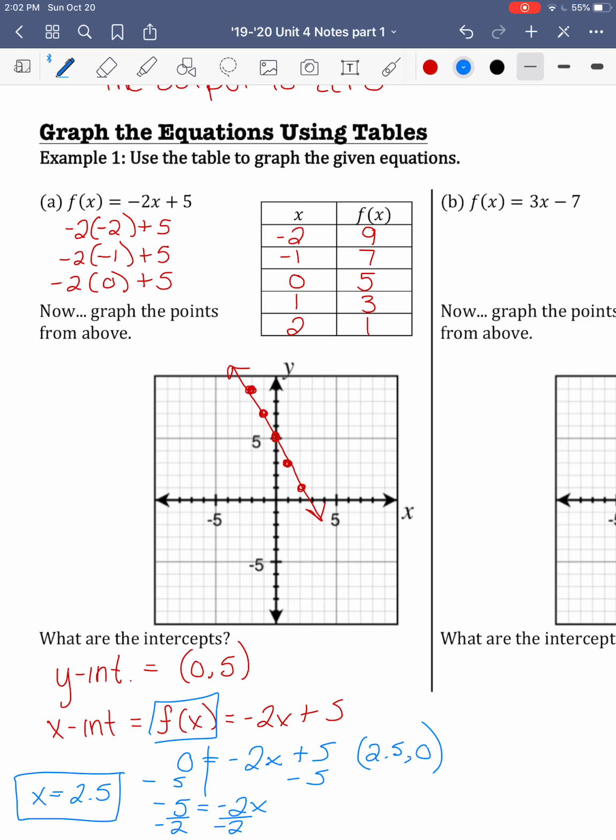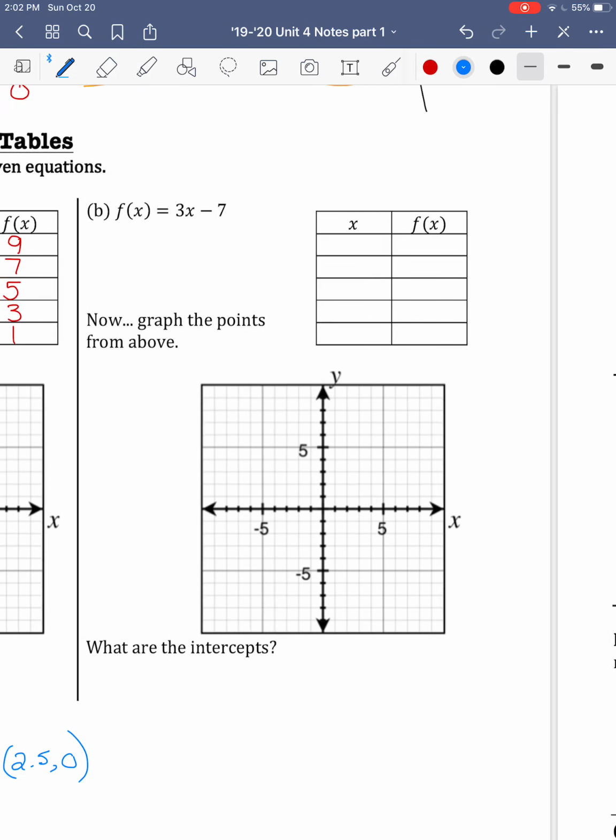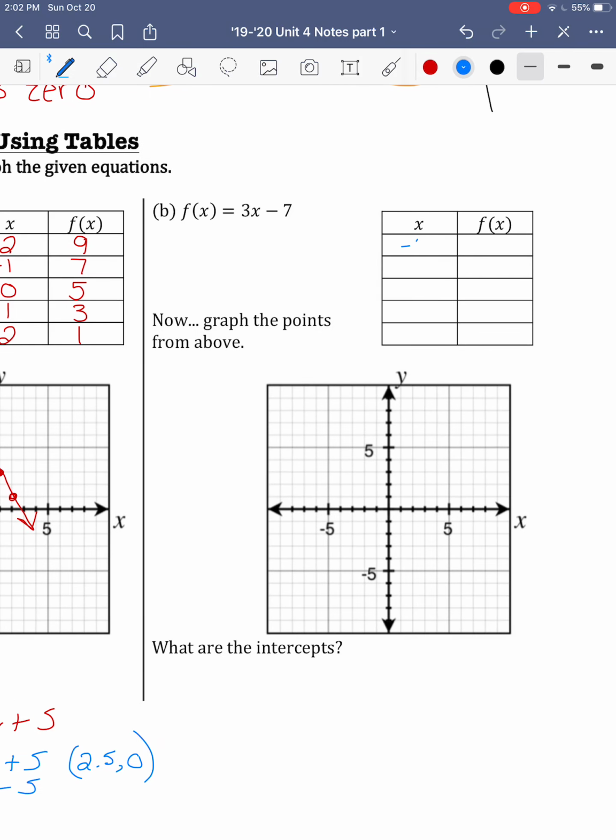So for part B, same idea. Plug in the same 5 numbers: -2, -1, 0, 1, and 2. When I plug in -2, that gives me -6 minus 7, so that's -13. When I plug in -1, I'll get -3 minus 7, so that's -10. When I plug in 0, I get out -7. And when I plug in 1, I'll get out -4. And finally, when I plug in 2, I'll get out -1.